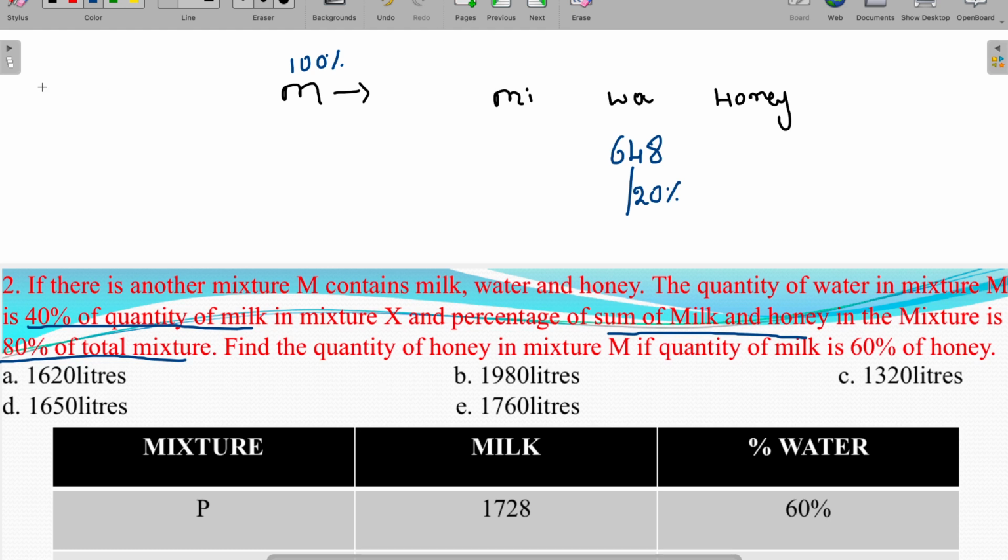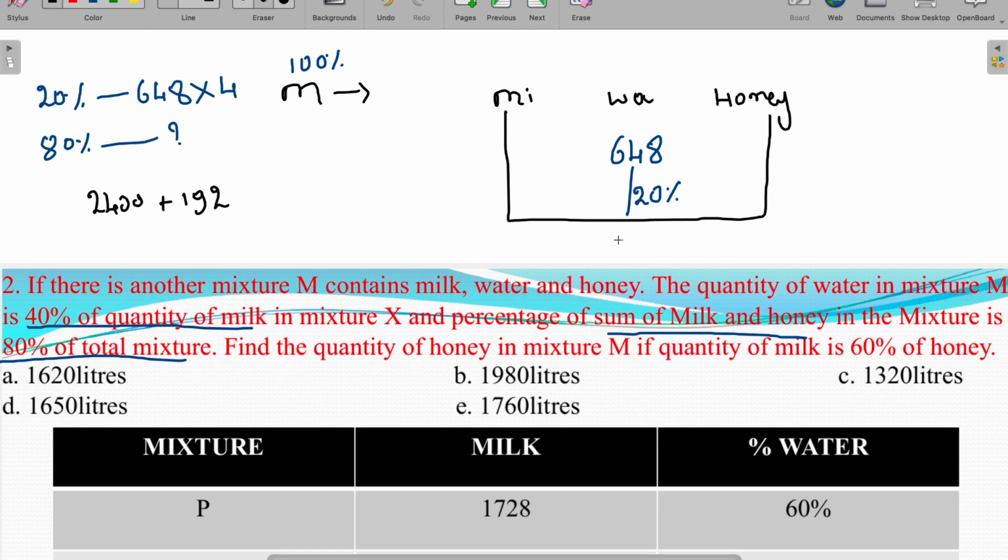So 20% value is equal to 648. I can find out the 80% value, that is into 4. 24 into 4, that is 2400 plus 192. How am I doing it? 48 double 96, 96 double 192, 2592. This value is equal to 2592. Okay, fine. Next, find the quantity of honey in the mixture M.